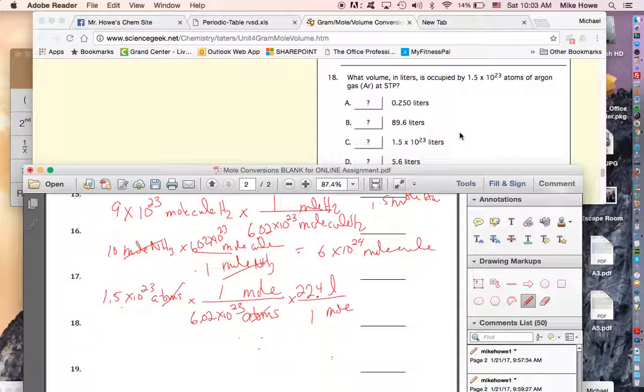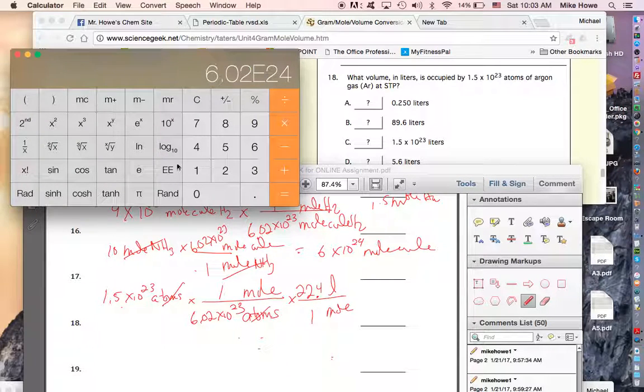All right, so let's do that. And we'll punch it in the calculator so you can see it. So 1.5 EE23 times 1 times 22.4 equals. Then divide by 6.02 EE23 equals. And our answer then is 5.58, or 5.6 liters. I shouldn't say it's a huge number. It's a lot of digits here.